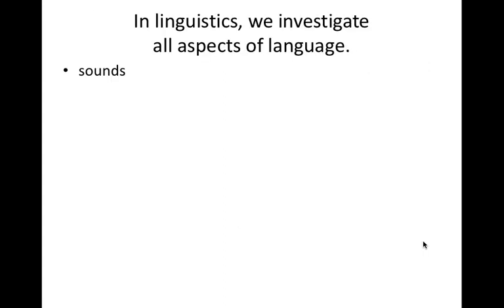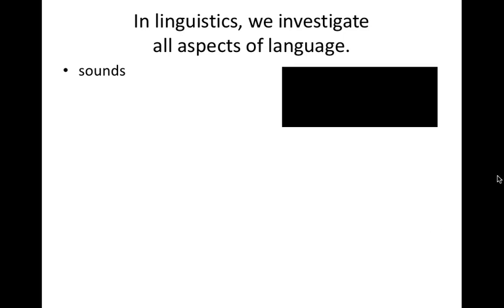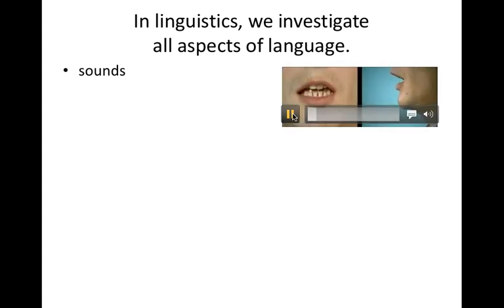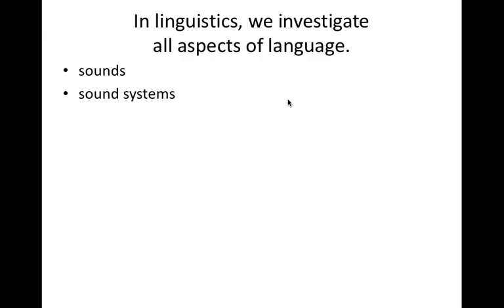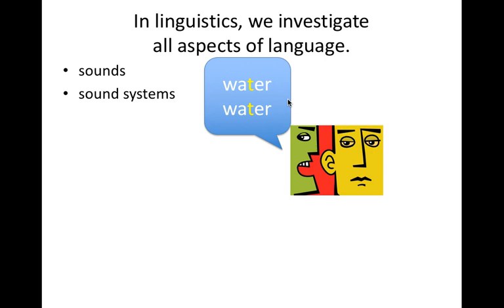In linguistics, we investigate everything about language. Sounds, for example. We also investigate sound systems. For example, the fact that in English, you could say, notice that middle sound there, you could say "water" or "water," two different sounds in the middle of that word. In English, whichever one you say, you would be saying the same word, just sounding differently. But in some other language, those two sounds may count as two very different sounds, not interchangeable. So these two languages have different sound systems.